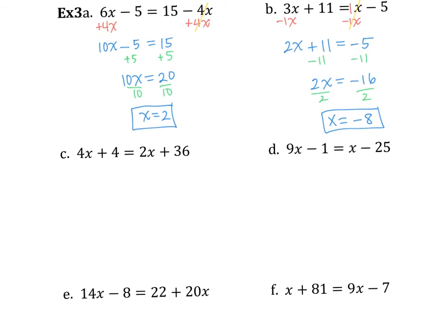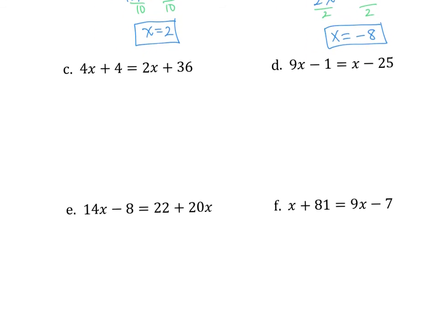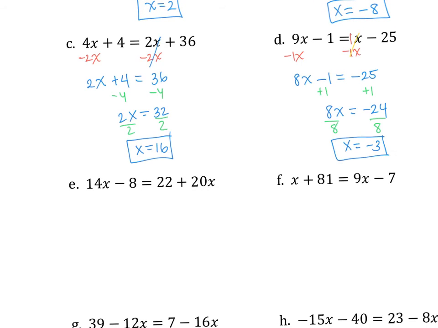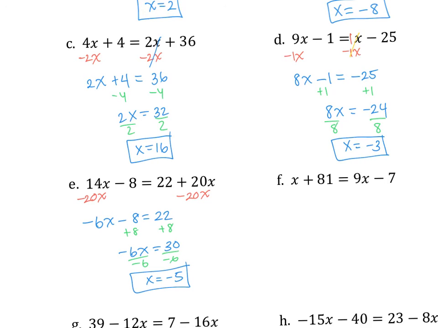Okay, I'm going to have you go ahead and try C and D on your own. When you're done with C and D, unpause the video and check your work. Okay, if you finish C and D, for C, I found x equals 16. For D, I found x equals -3. Okay, check your work if you got either one wrong. And then go ahead and try E.